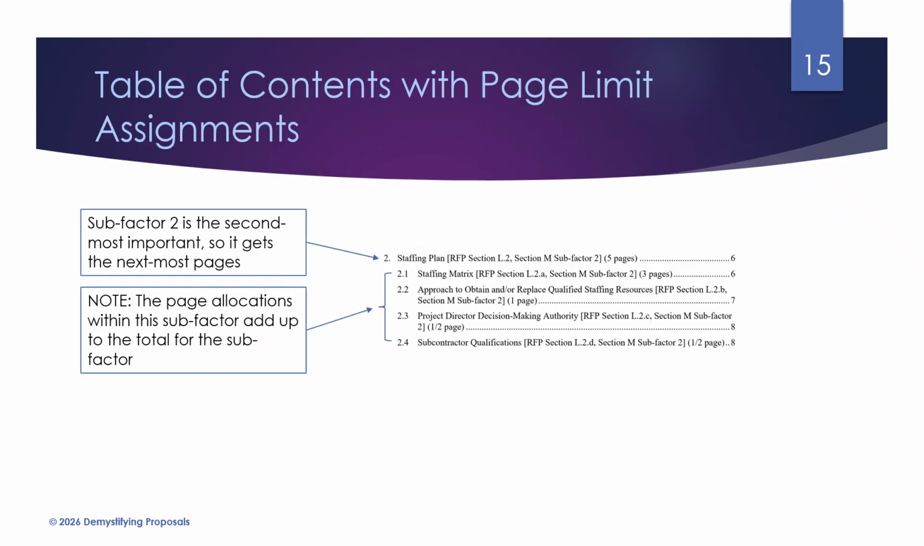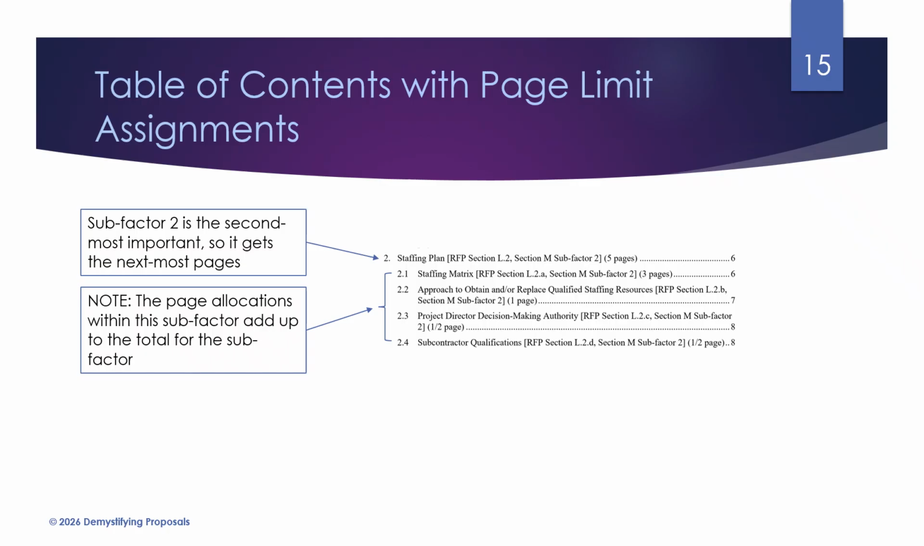So here we show how the table of contents would look with the page assignments. Subfactor 2 is the second most important, so it gets the next most number of pages after technical approach. So in the case of the staffing plan, we're allocating 5 pages. The staffing matrix, we get 3 of those 5 pages. The approach to obtain and/or replace qualified staffing resources would take one page of those 5 pages. Project director decision-making authority would take a half a page of those 5 pages, and subcontractor qualifications would take a half a page.